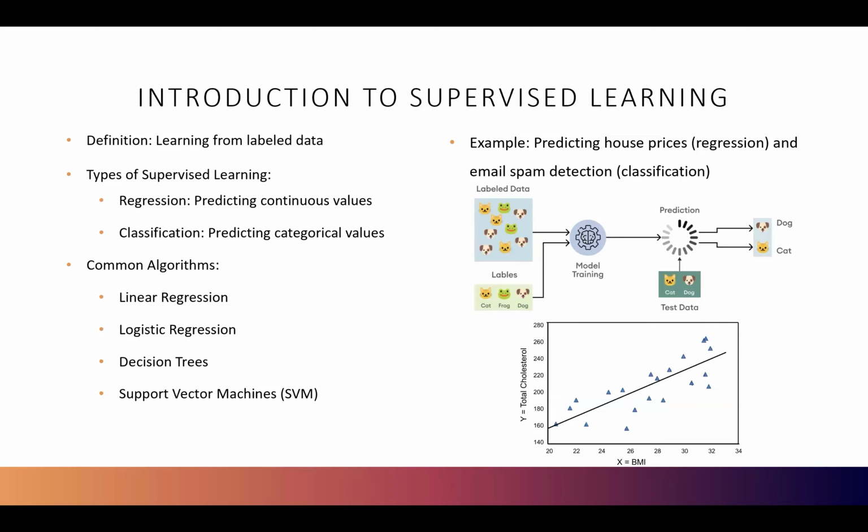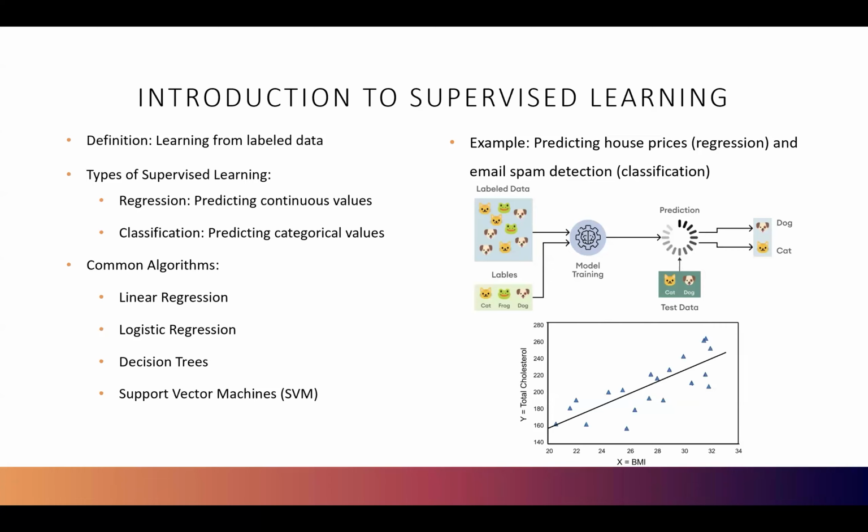What are the two types of supervised learning? We have regression, like the example we just spoke about, which is predicting continuous values. For example, a price is a continuous value. Here, if I'm trying to predict the total cholesterol from the body mass index, cholesterol is a continuous value. It's a number. It goes from 140 to 280. Pricing can go from, I don't know, 20 to 20 million, depending on the currency and the location.